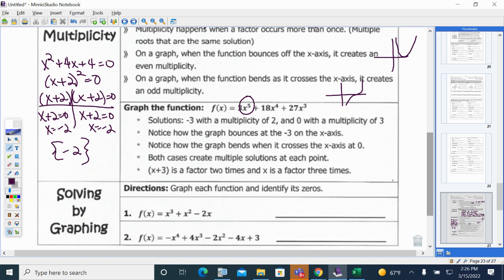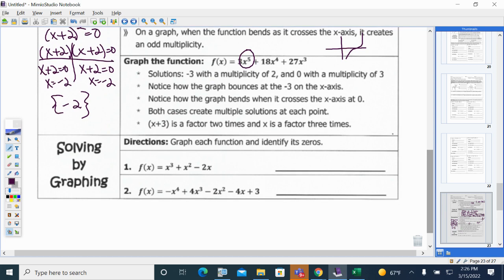So there's a lot of vocabulary going on here that you need to be familiar with. Solving by graphing. The directions just say to graph each function and identify its zeros. So you're going to do just that. Let's do number 1.